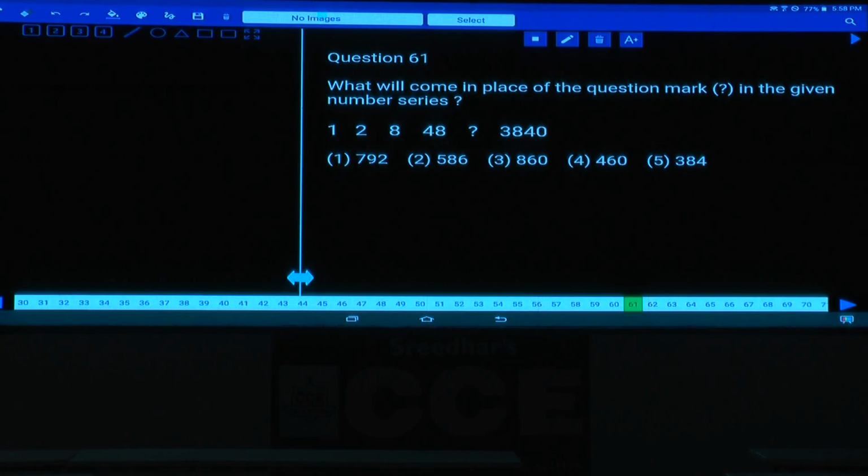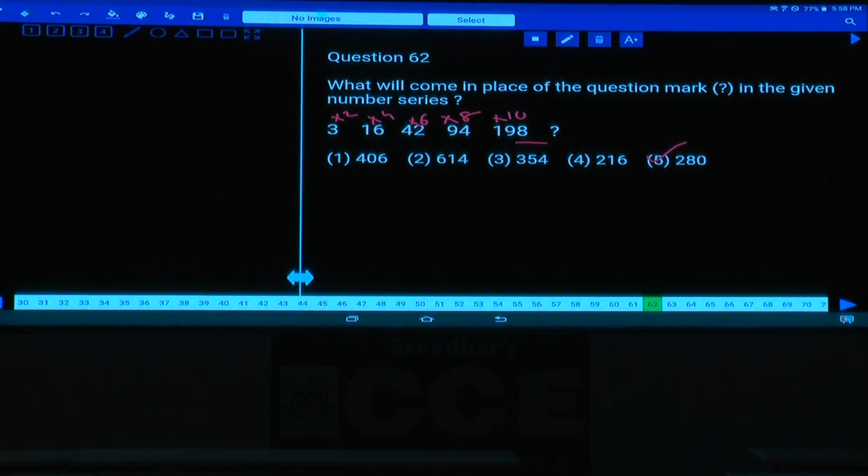Now in this one, if you observe here, it started at 1 and it is ending at 3800, the numbers are increasing at a very faster rate. And this is into 2, this is into 4, this is into 6, next one is into 8. Into 8 is how much? And next one is into 10 is 3840, hence the previous one will be 384, that is choice 5. Question number 61, each of these numbers are multiplied with even numbers starting with 2, 4, 6, 8 and 10.